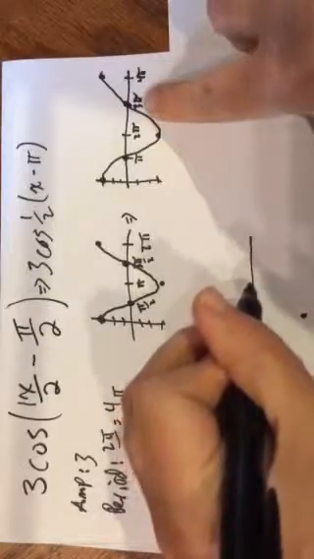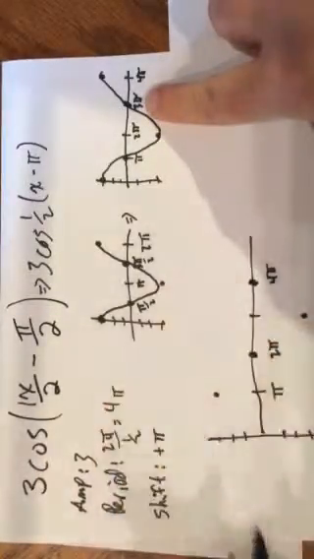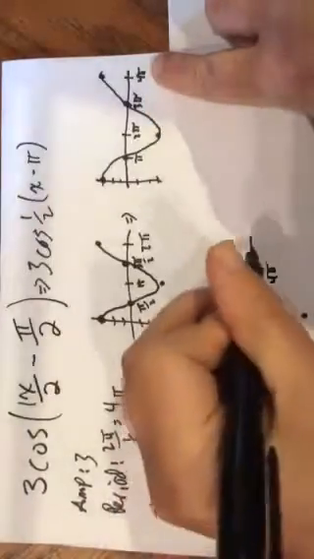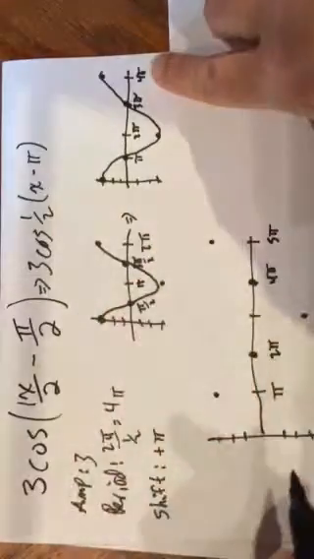3 pi plus pi is 4 pi. That's where it crosses the x-axis for the second time. And 4 pi plus pi is 5 pi. That's where it ends, all the way back up to 3.